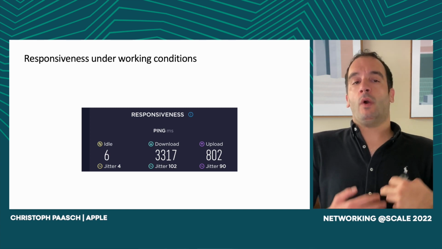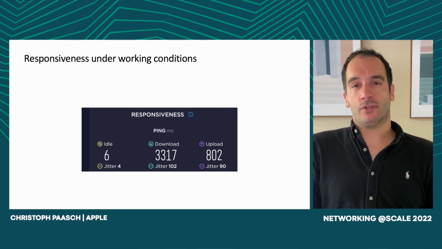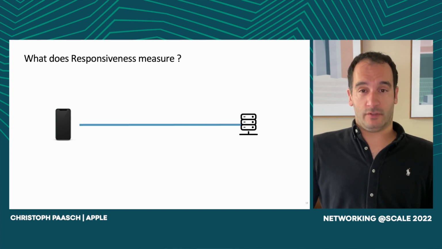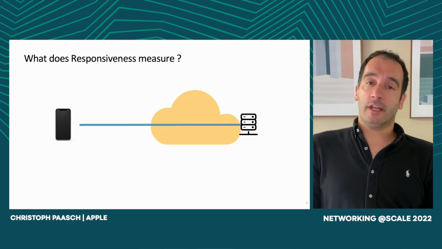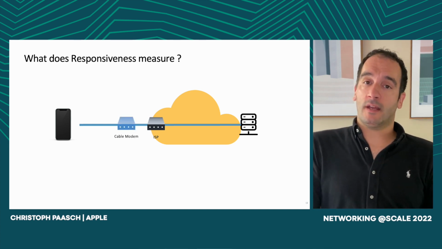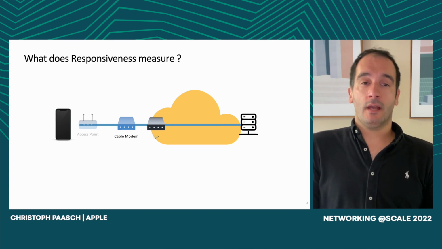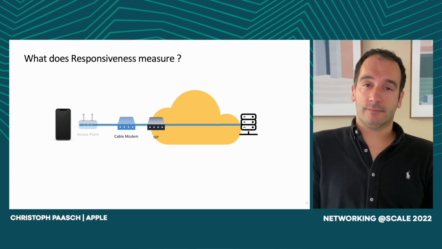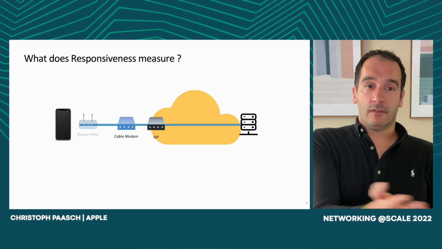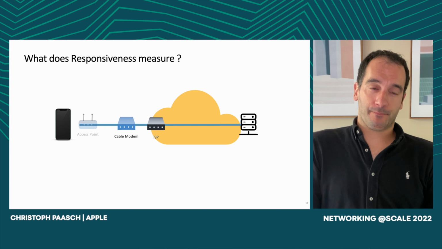Before I can explain you what can be done to improve responsiveness, we need to understand what does responsiveness actually measure. If you have this kind of communication from a phone to a server, traffic will go over the internet. Inside your ISP's network, there will be a CMTS in the last mile, which may or may not be limiting the rate of your traffic. There will be a cable modem in your house, and finally a Wi-Fi access point. Along this path, there will be one bottleneck that is limiting the speed of your data transmission.